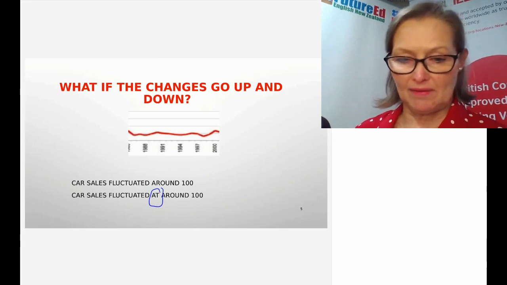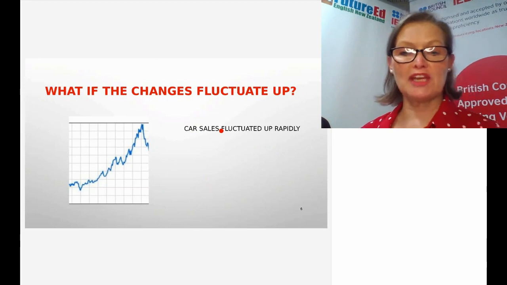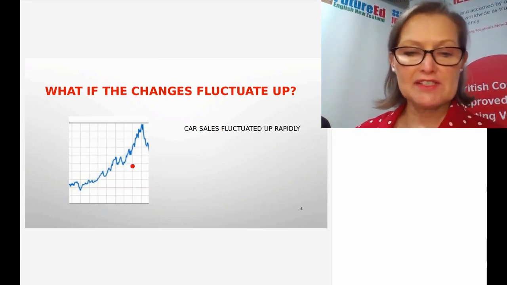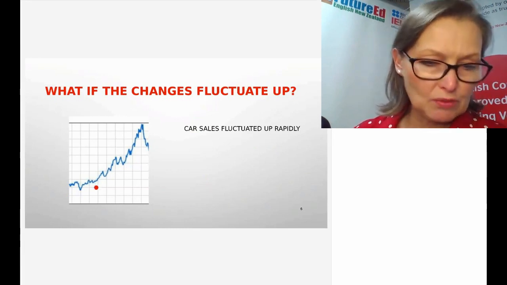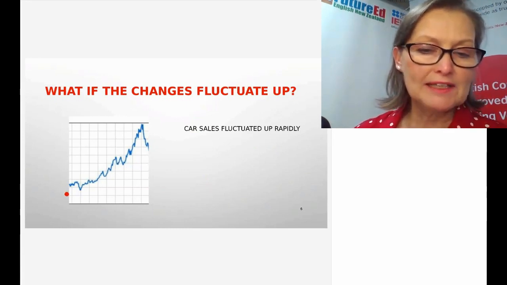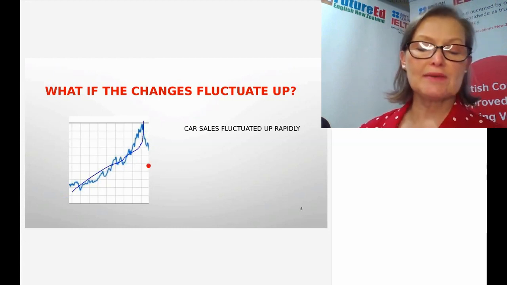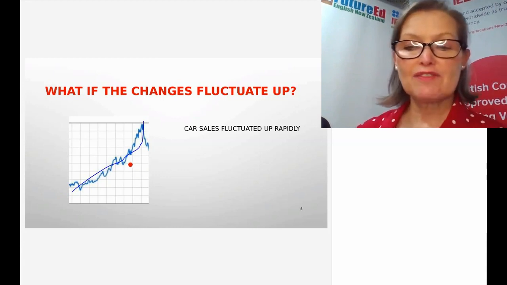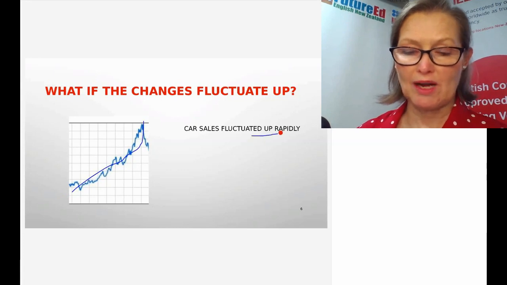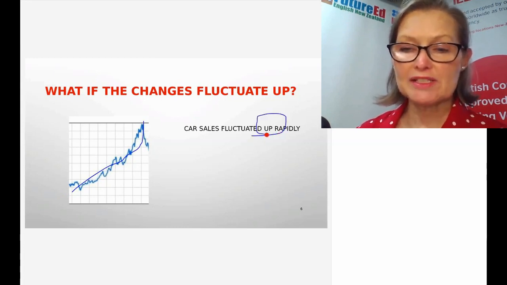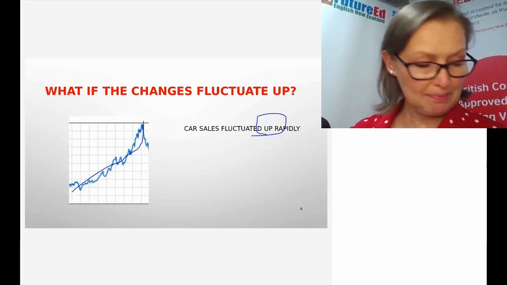Let's have a look if the changes fluctuate up. If I get this kind of line, this is a more realistic representation, and obviously we're not going to write about every little change, but we're looking at writing about the predominant trend, and we're going to say car sales fluctuated up, and in this graph, rapidly is a good word to describe it. Have a look at that, fluctuated up. There's my verb and a preposition. So car sales fluctuated up.